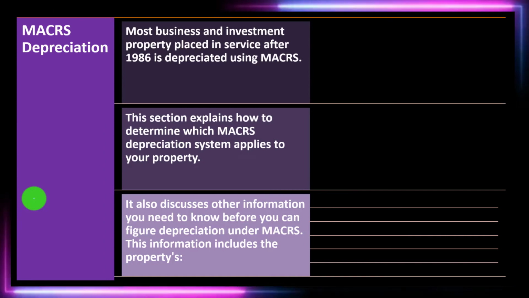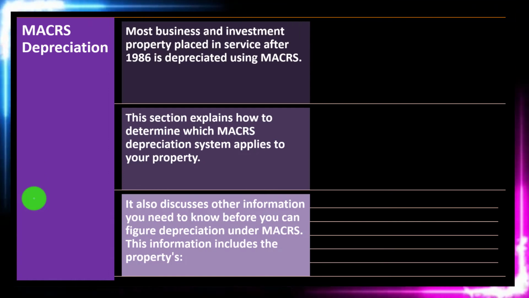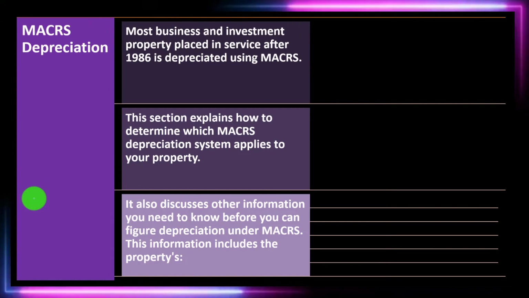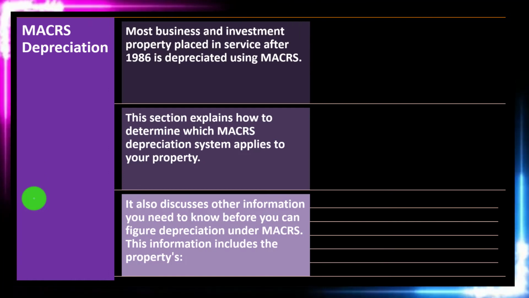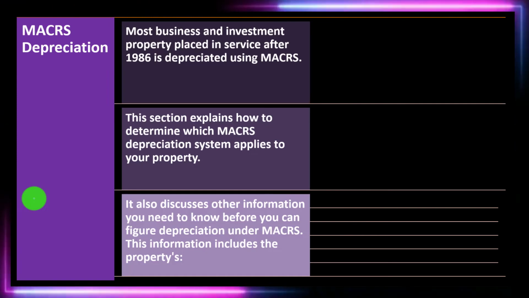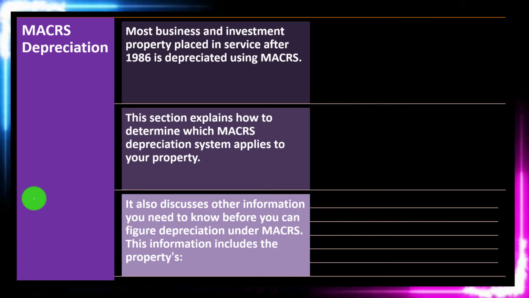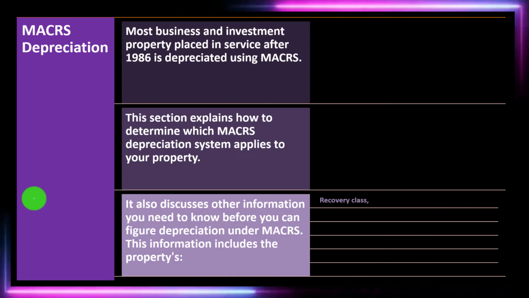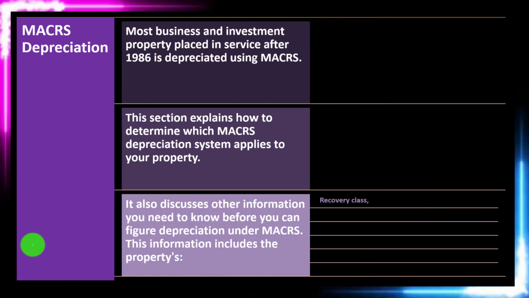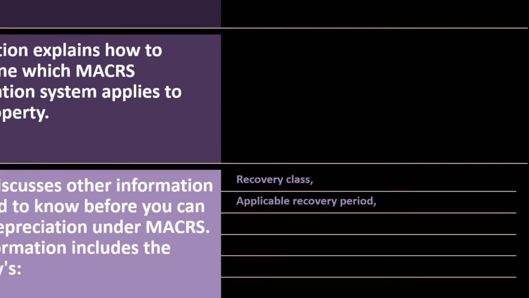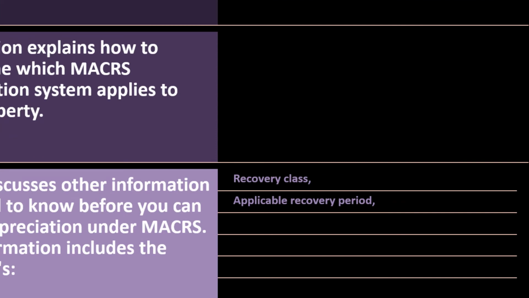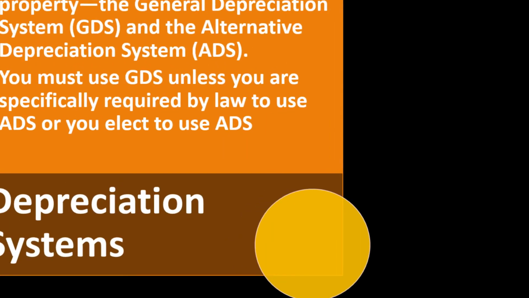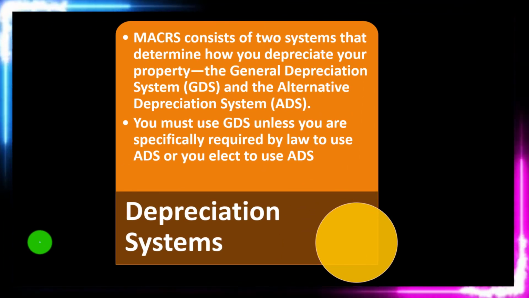So it's an accelerated method, double declining, half-year convention, meaning you assume, unless other conditions are met, that in general something was purchased in the middle of the year. That's the general idea. So this information includes the property's recovery class, applicable recovery period, convention, placed in service date, basis for depreciation, and depreciation method.